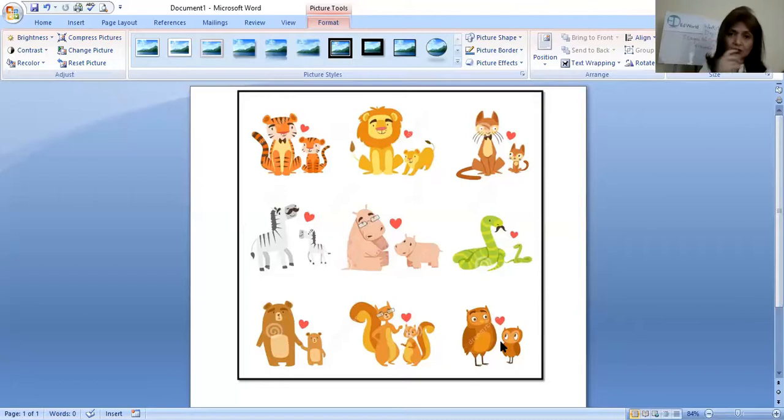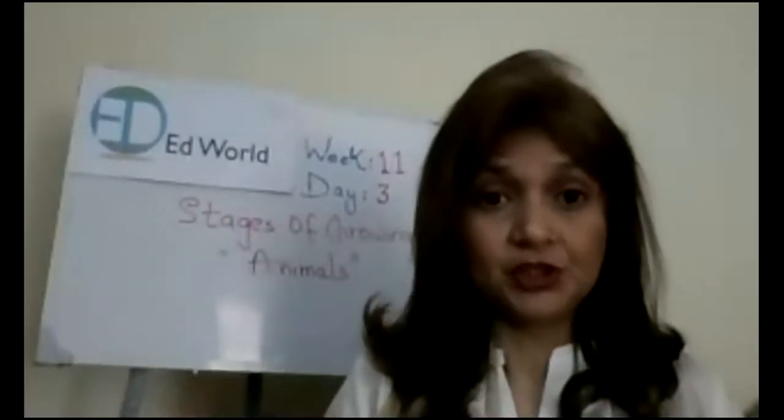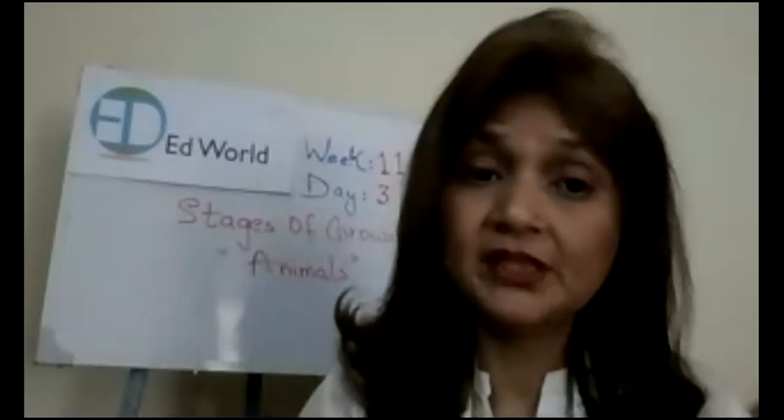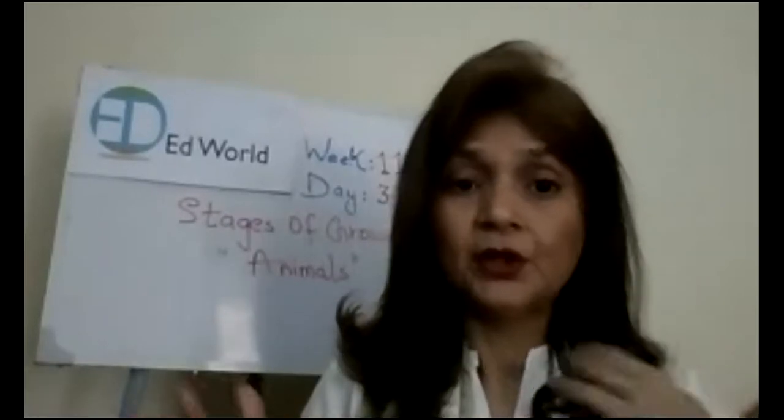A horse baby is called a foal, right? Lamb, there is no lamb over here. You have seen lamb in the other picture, right? So these are different babies, and these were the different pictures of animals. Now they have a different life cycle.